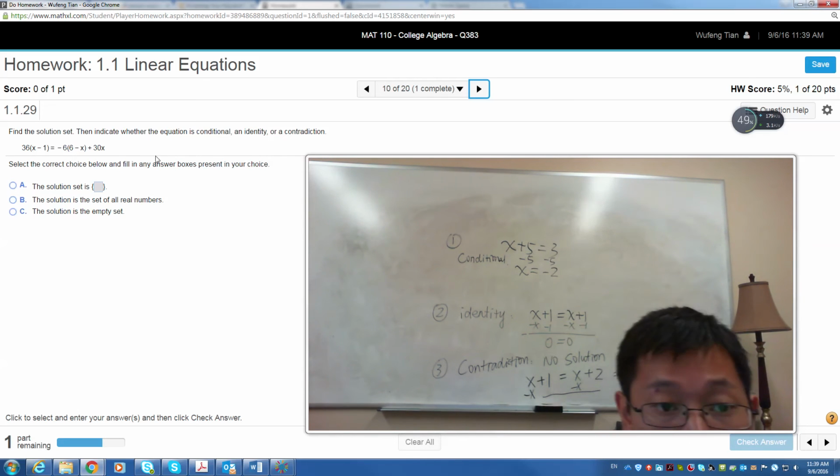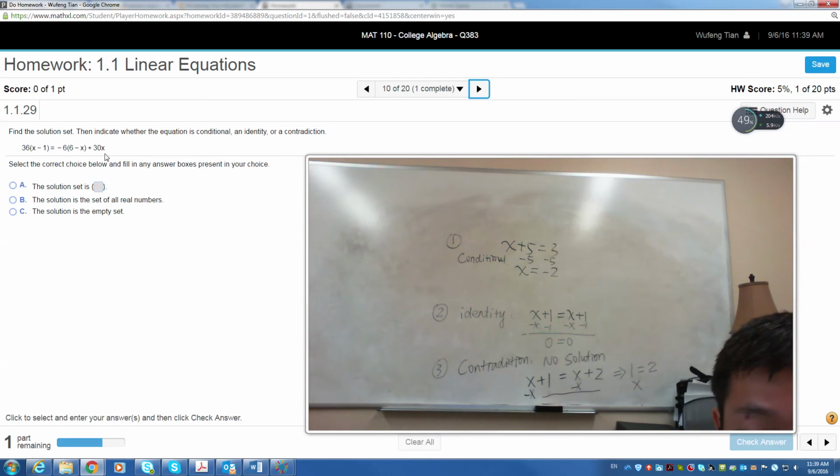Okay? So you solve this equation. If it has one solution, it's conditional. Infinitely many solutions, identity. No solution, contradiction. Okay?